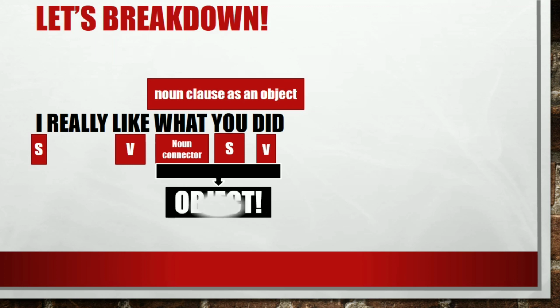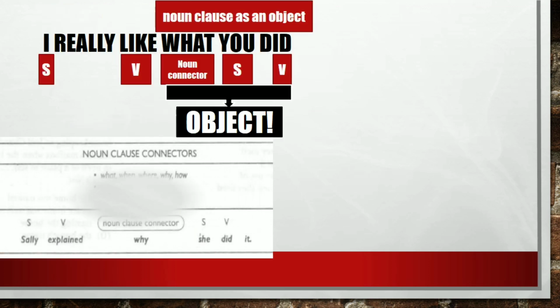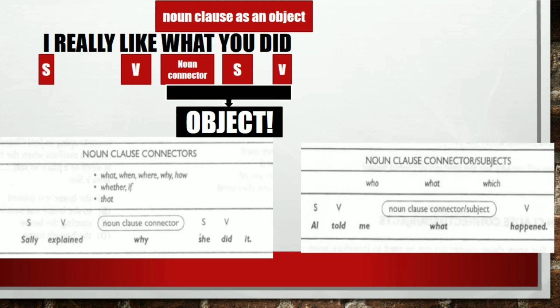Noun connector is not only what, ladies and gentlemen, but there are many, such as when, where, whether, if, that, who, which. Again, if you find sebuah noun connector, entah itu what, when, where, atau yang lainnya, diikuti oleh sebuah subjek dan verb, atau langsung verb, dan berada di posisi objek kalimat, coba analisa lebih dalam lagi. It is possibly a noun clause.